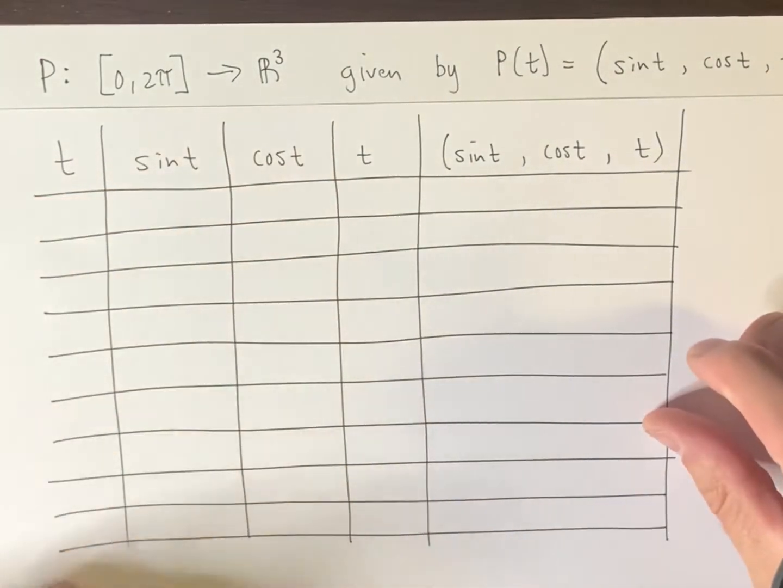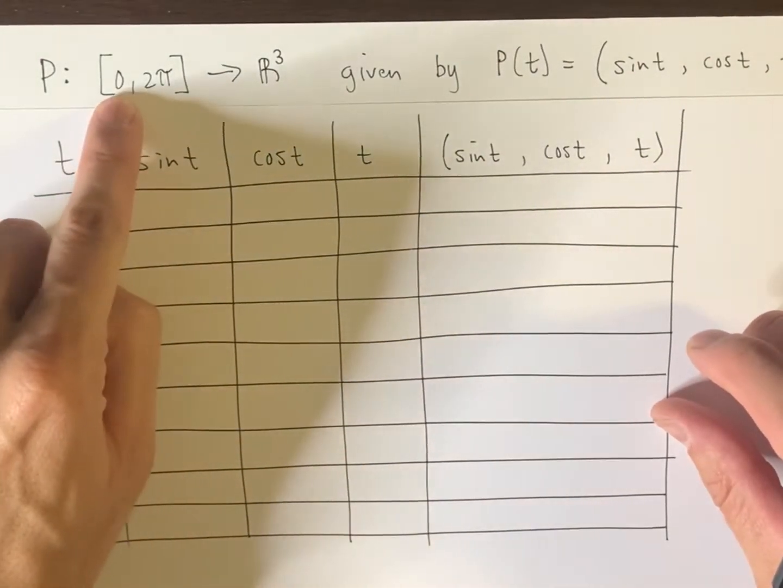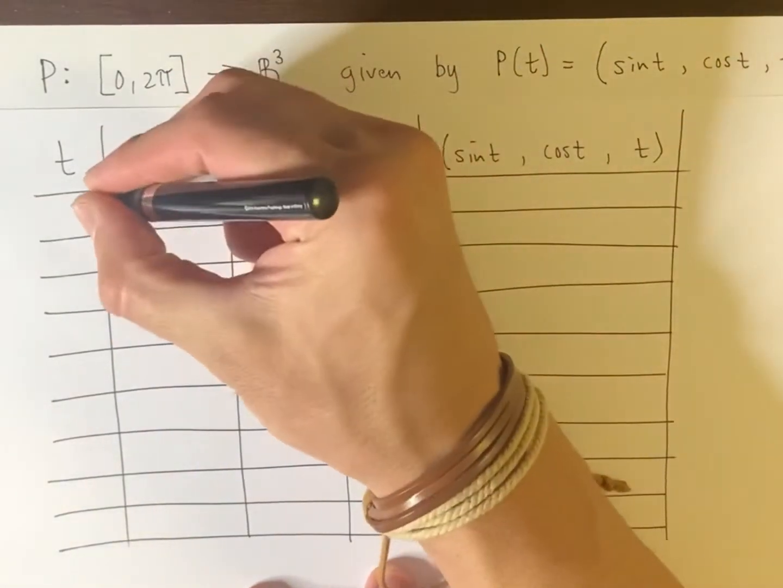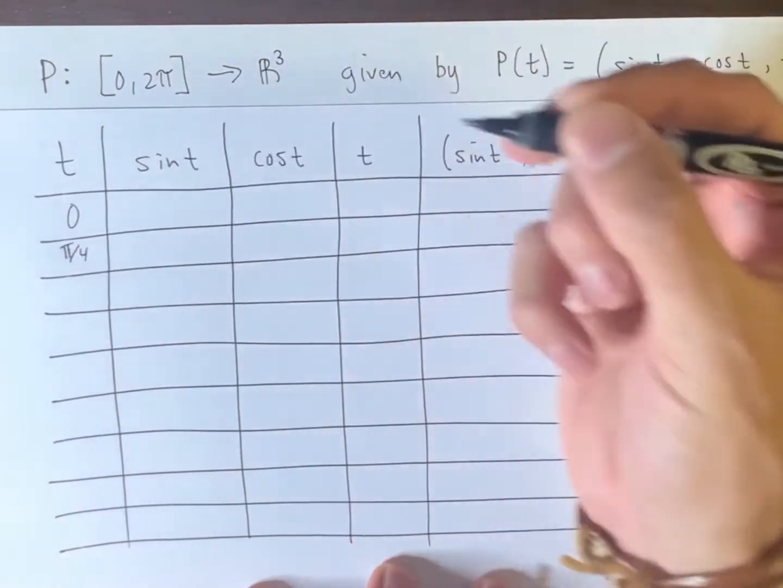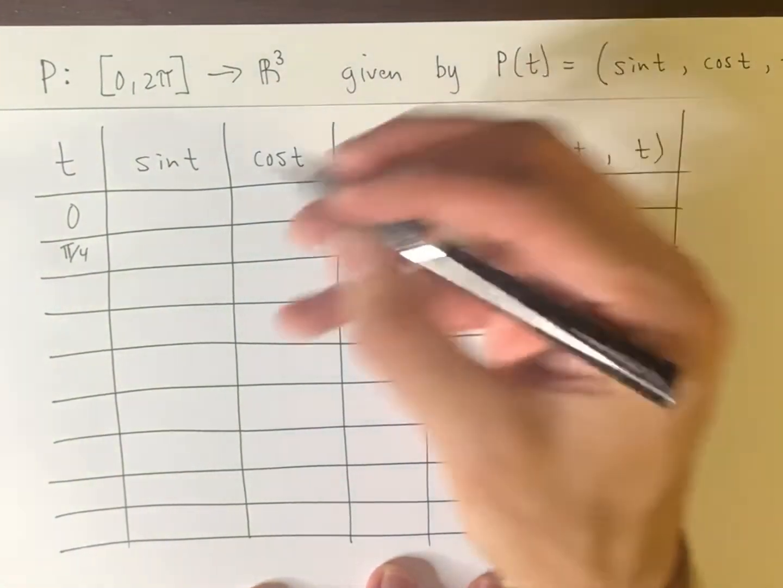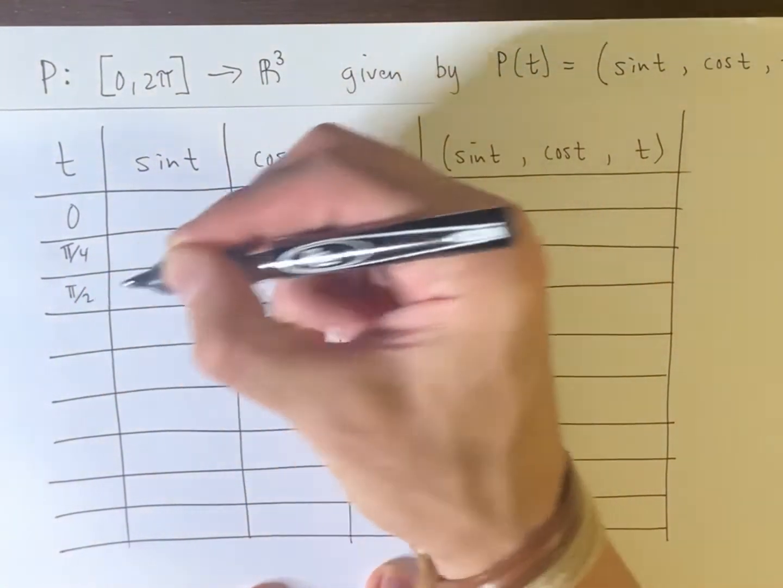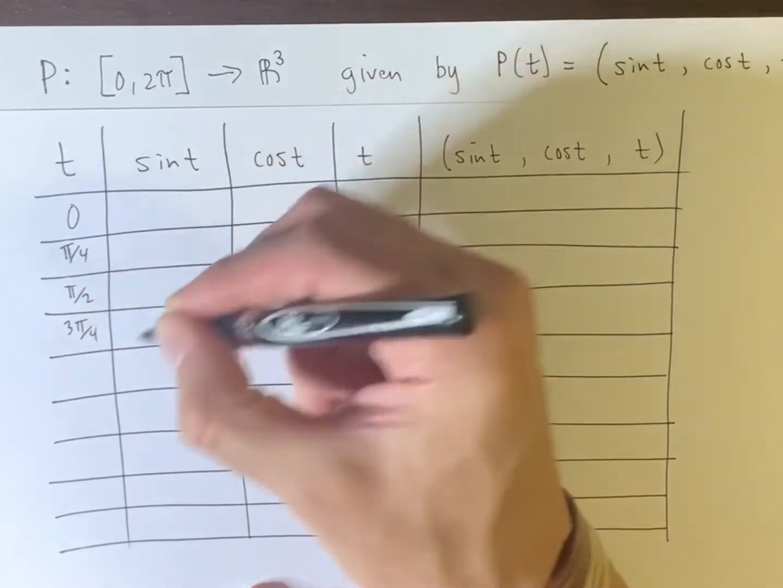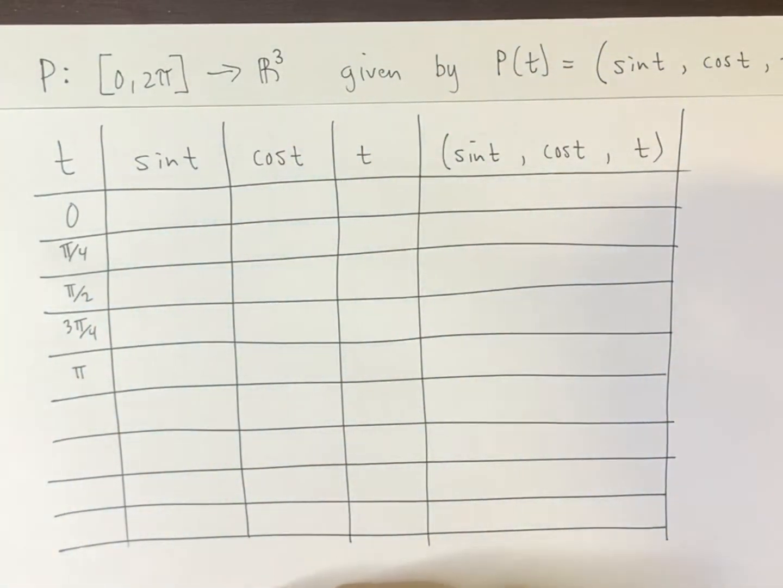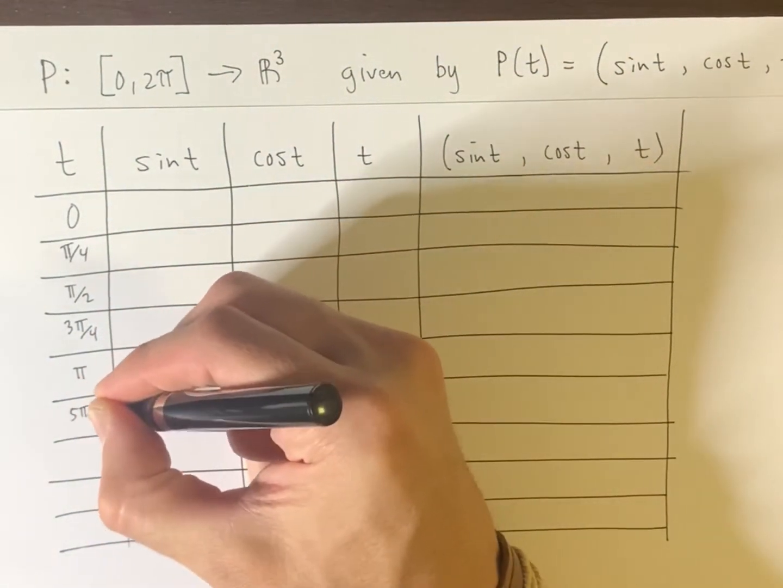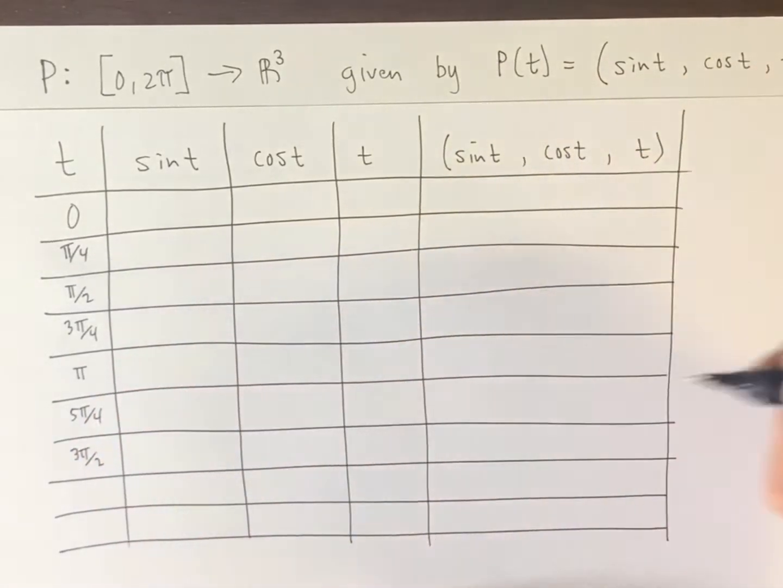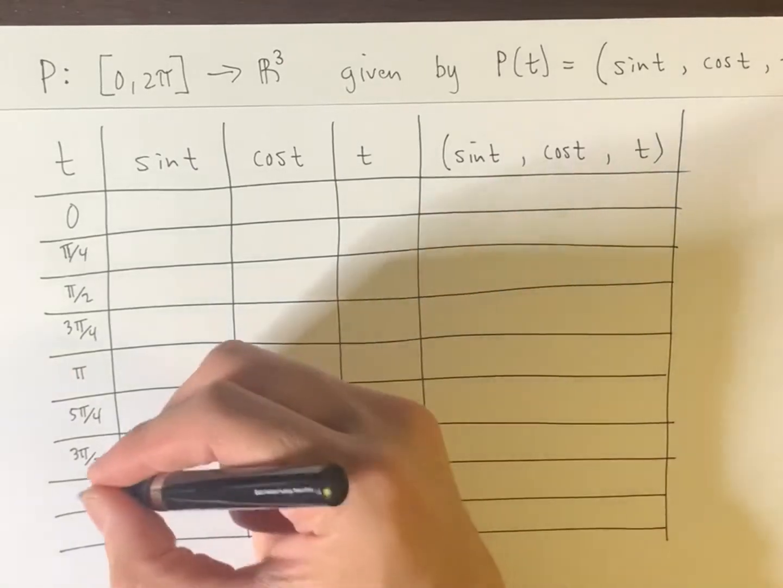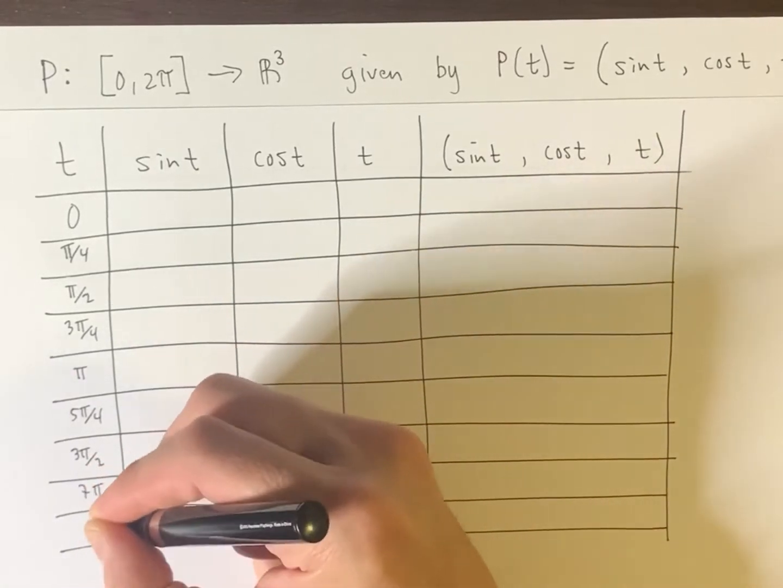Now, what t values should we use? Use values between 0 and 2 pi inclusive. So I want to use 0, and then maybe like all the popular numbers, or many of them at least: pi over 4, maybe like pi over 2, 3 pi over 4, pi, how about 5 pi over 4, and then maybe 3 pi over 2, how about 7 pi over 4, and then 2 pi.